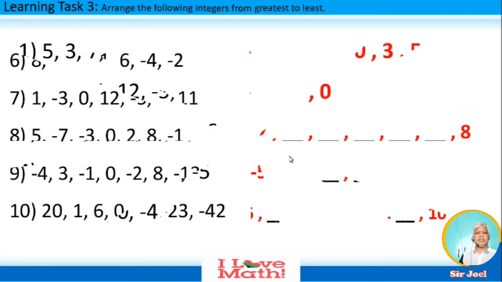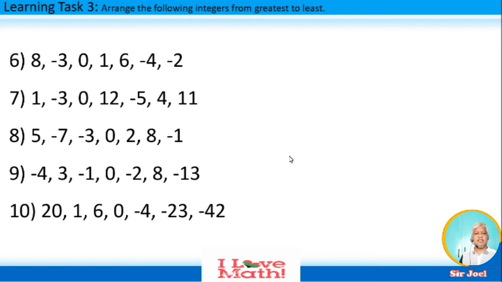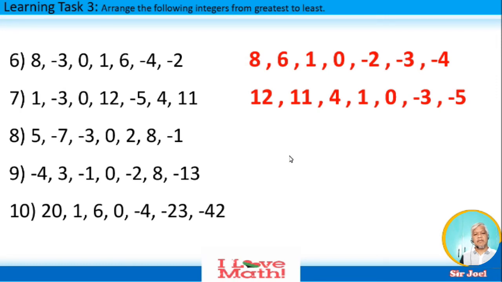Next. Number 6. Arrange the following integers from greatest to least. Ito naman kabaliktaran nung kanina. Kanina, pinakamababa hanggang palaki. Ito naman, simula sa malaki, papaliit. So, dahil simula sa malaki, papaliit, ang uunahin muna natin dito ay positive numbers. Kung saan, ang mauuna ay 8. Susundan ng 6, then 1, 0, negative 2, negative 3, and negative 4. Kasi nga, from greatest to least, pinakamalaking value hanggang sa pinakamaliit na value. For number 7, ang una natin ay 12, followed by 11, then 4, 1, 0, negative 3, and negative 5. So, ito yung ating sample dito sa learning task number 3 from by arranging greatest to least.